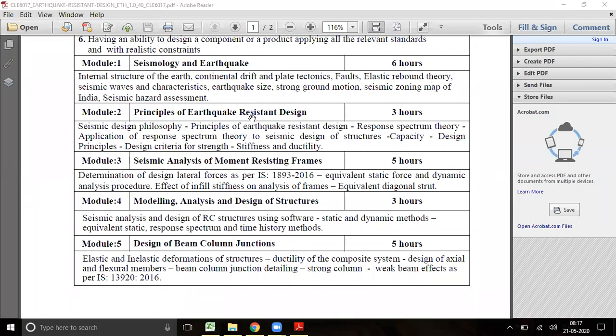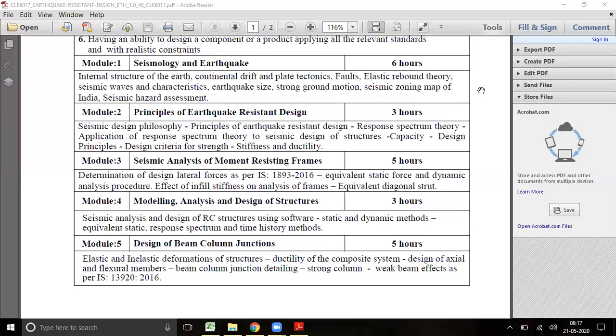So there are two methods. One is deterministic seismic hazard assessment, DSHA, and another one is probabilistic seismic hazard assessment, PSHA. So you'll see the first one in the afternoon lecture.